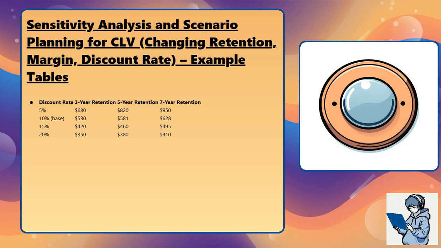Discount rate 10% base gives $530, $581, $628 for 3, 5, and 7-year retentions respectively. Discount rate 15% gives $420, $460, $495. Discount rate 20% gives $350, $380, $410.